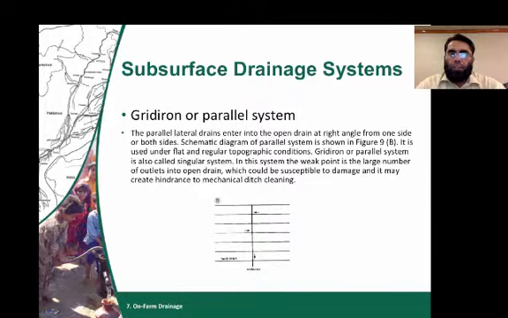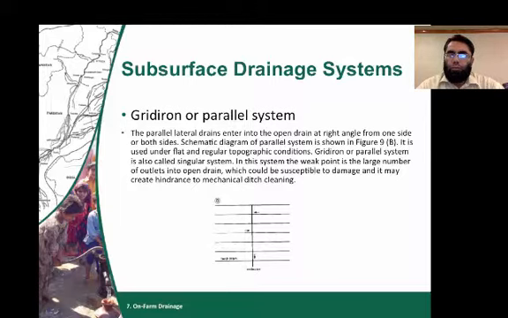Then there is another layout known as grid iron or parallel system. And in this case, parallel lateral drains enter into the open drain at right angle from one side or both sides, as you can see in the figure. And this system is used under flat, regular topographic condition. And sometimes this grid iron system is also known as singular system.